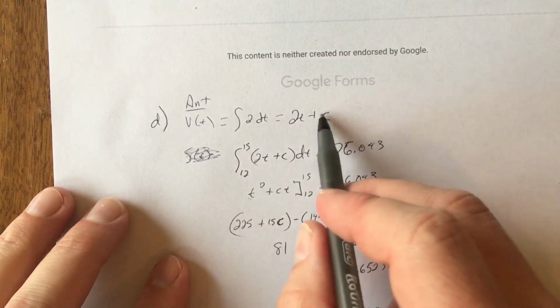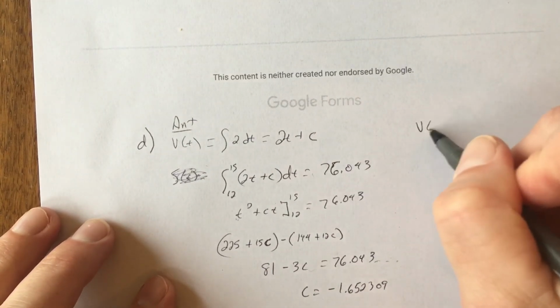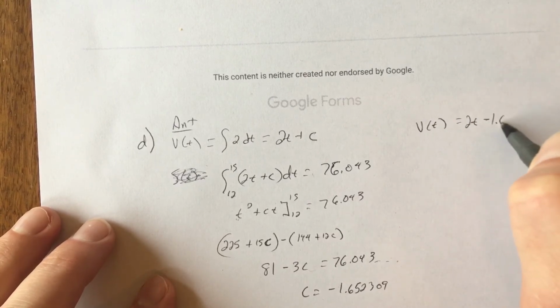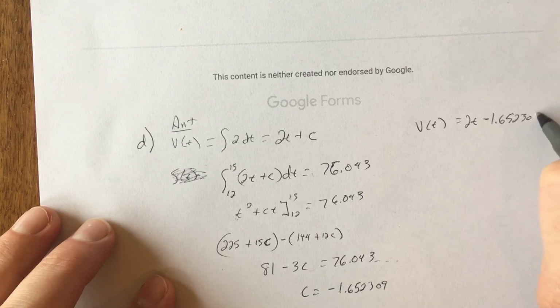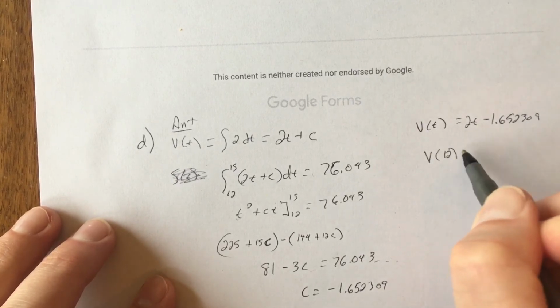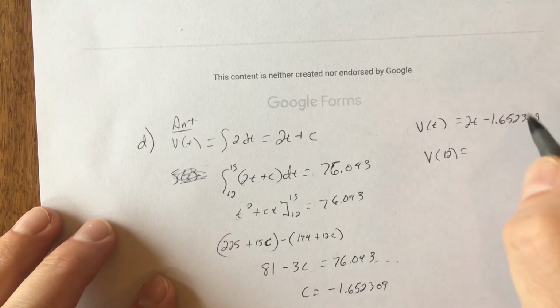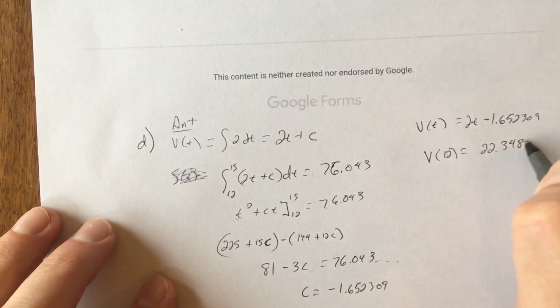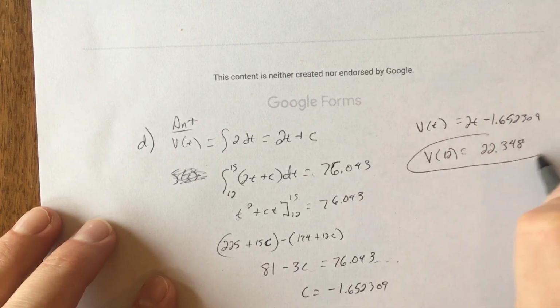Now I can plug that back in, and now we have the ant's velocity. The ant's velocity is 2t minus 1.652309. We want to know what the velocity was at the 12-minute mark. So put 12 in, and you'd end up with a velocity of 22.348. And that's the answer.